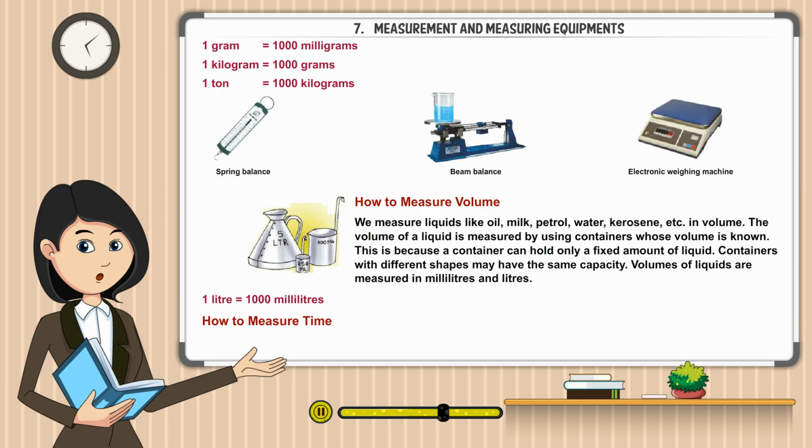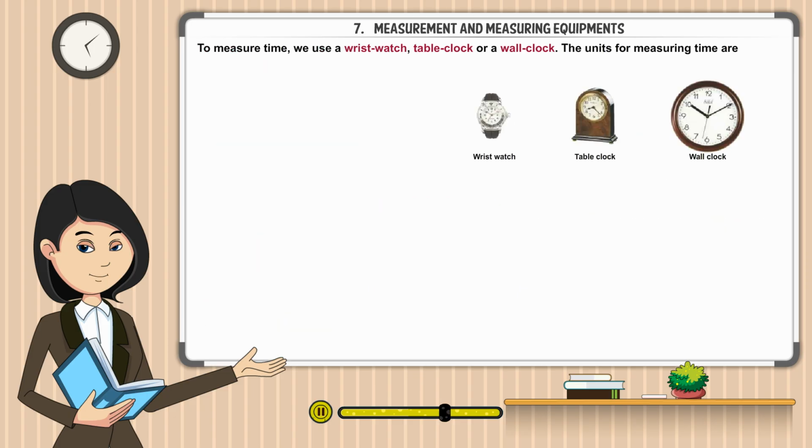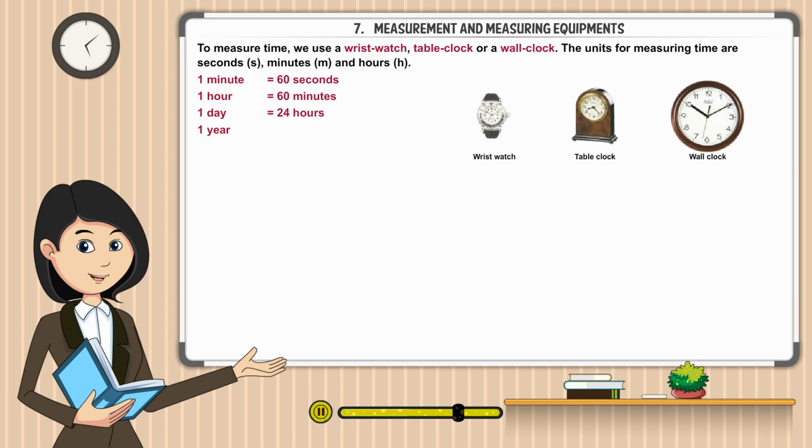How to measure time? To measure time, we use a wristwatch, table clock, or a wall clock. The units for measuring time are seconds, s, minutes, m, and hours, h. 1 minute is equal to 60 seconds. 1 hour is equal to 60 minutes. 1 day is equal to 24 hours. 1 year is equal to 365 1/4 days. 1 leap year is equal to 366 days.